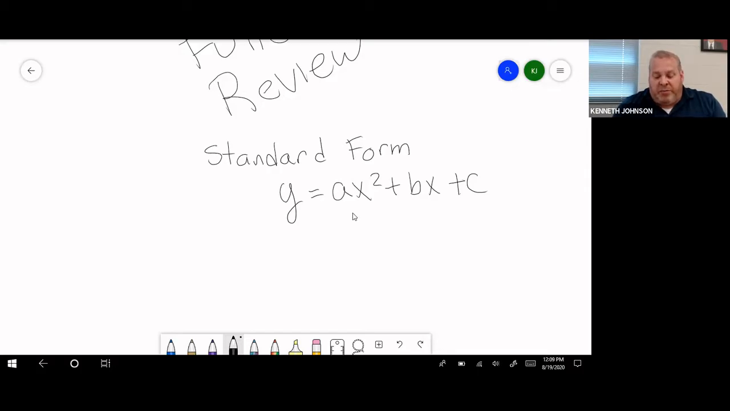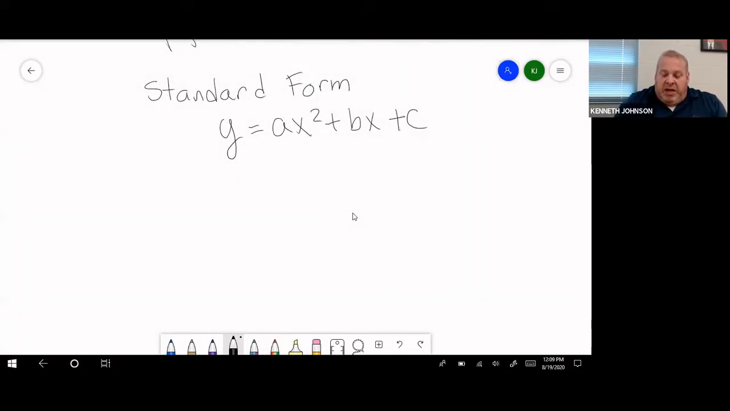And we use standard form to graph. We use it whenever we do quadratic formula. It's the one you're mainly going to use. Now, in order to graph from standard form, we're going to do a couple of things. And the first thing we're going to do is find the vertex.